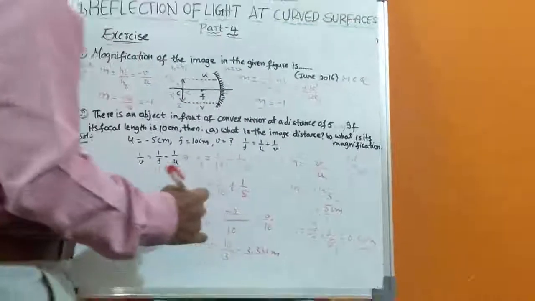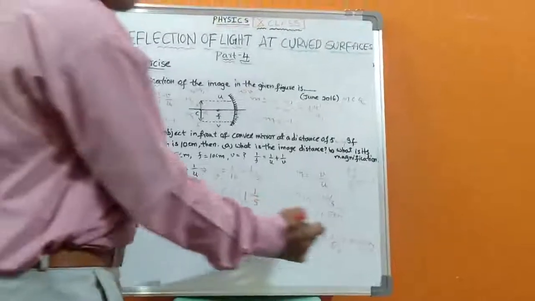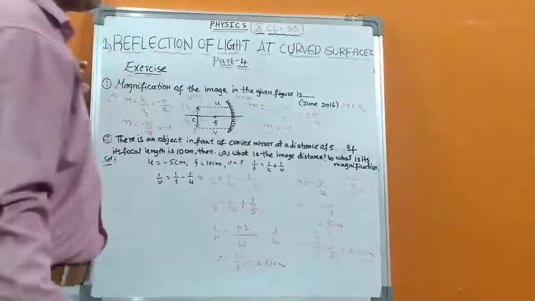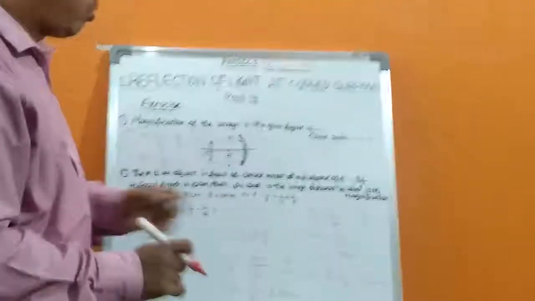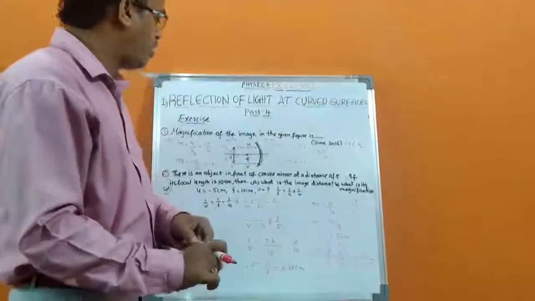For a convex mirror we get a diminished image, and the magnification is less than 1. For a convex mirror, the magnification is between 0 and 1. That's why we get the magnification as 0.66.